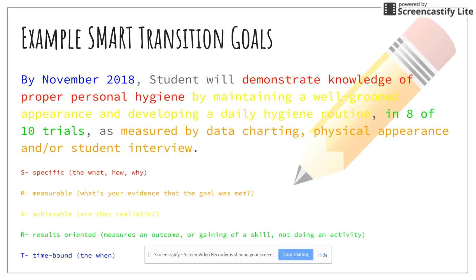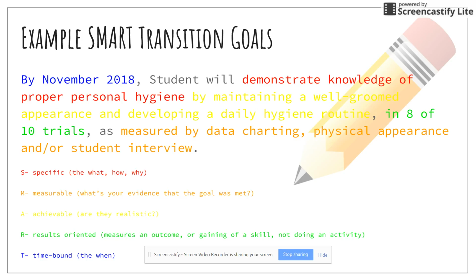An example SMART transition goal. By November 2018, student will demonstrate knowledge of proper personal hygiene by maintaining a well-groomed appearance and developing a daily hygiene routine in 8 out of 10 trials, as measured by data charting, physical appearance, and/or a student interview.